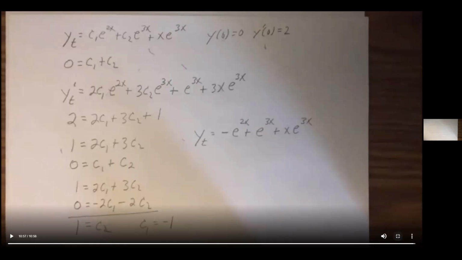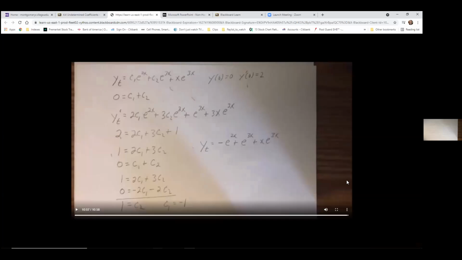All right, so that's it for today. The WebAssign problems where you have to solve the homogeneous differential equations are pretty straightforward. There isn't a lot of work in doing those, as you can see. But for the non-homogeneous differential equations, you'll see there's a lot more algebra.